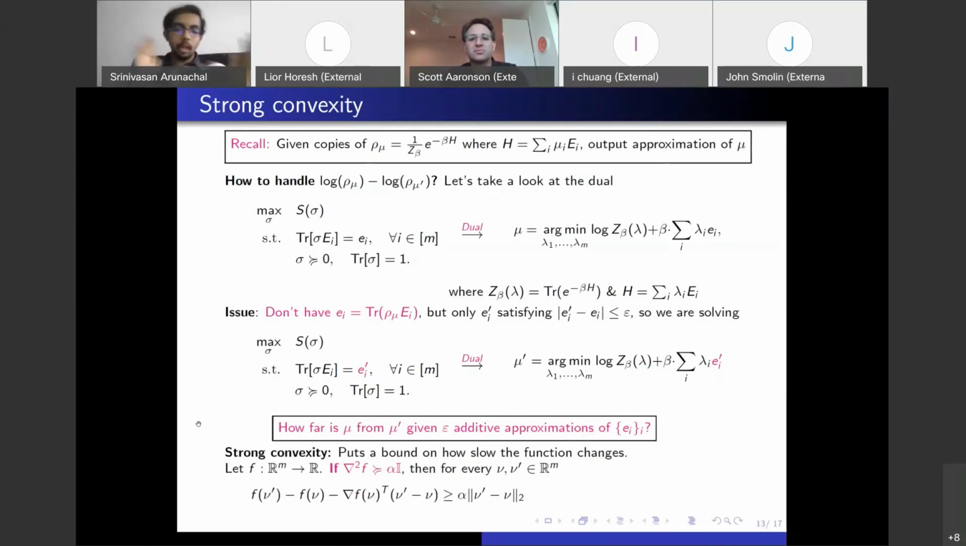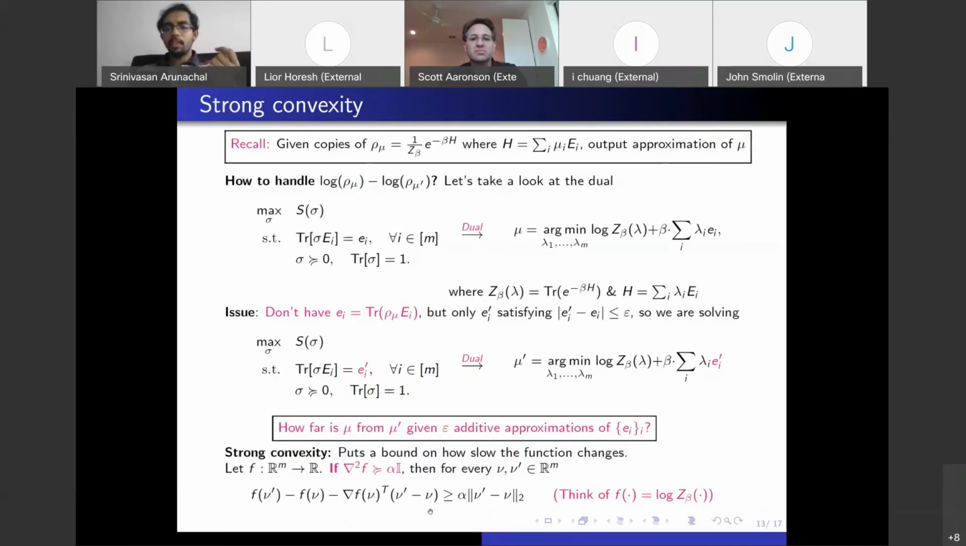Then you can show this complicated looking expression. You don't need to understand it, but maybe the way you should think about it is: think of nu as being mu and nu prime as being mu prime. What it tells you is that I can give an upper bound on mu and mu prime, assuming all these quantities on the left are small. So supposing, miraculously, I can ensure that all these quantities on the left are small, then I could say that mu and mu prime are actually close.